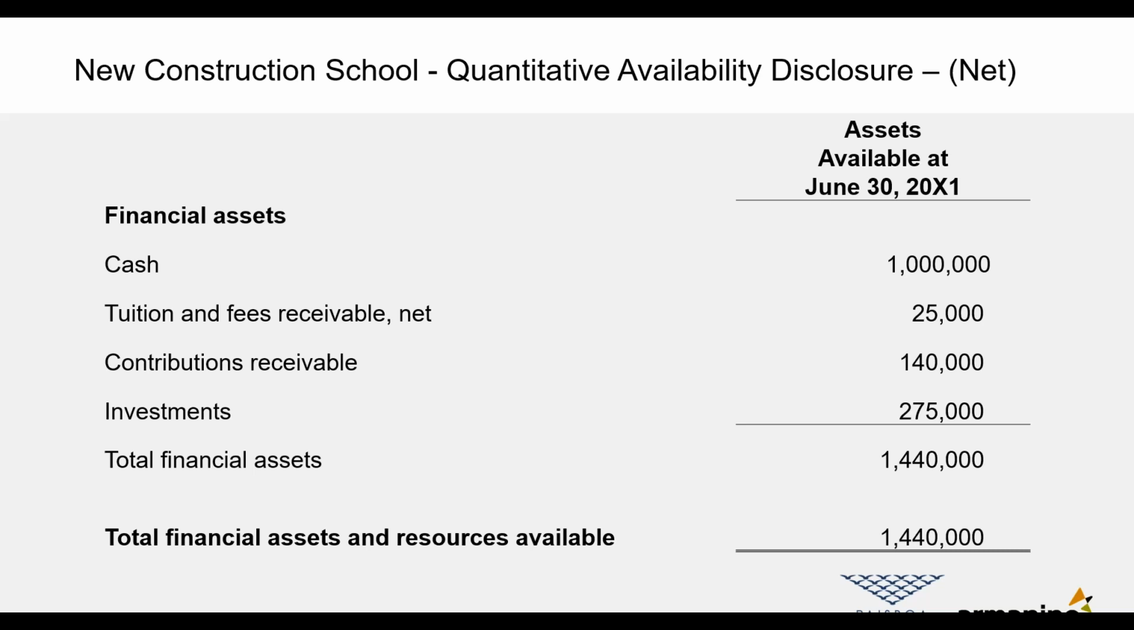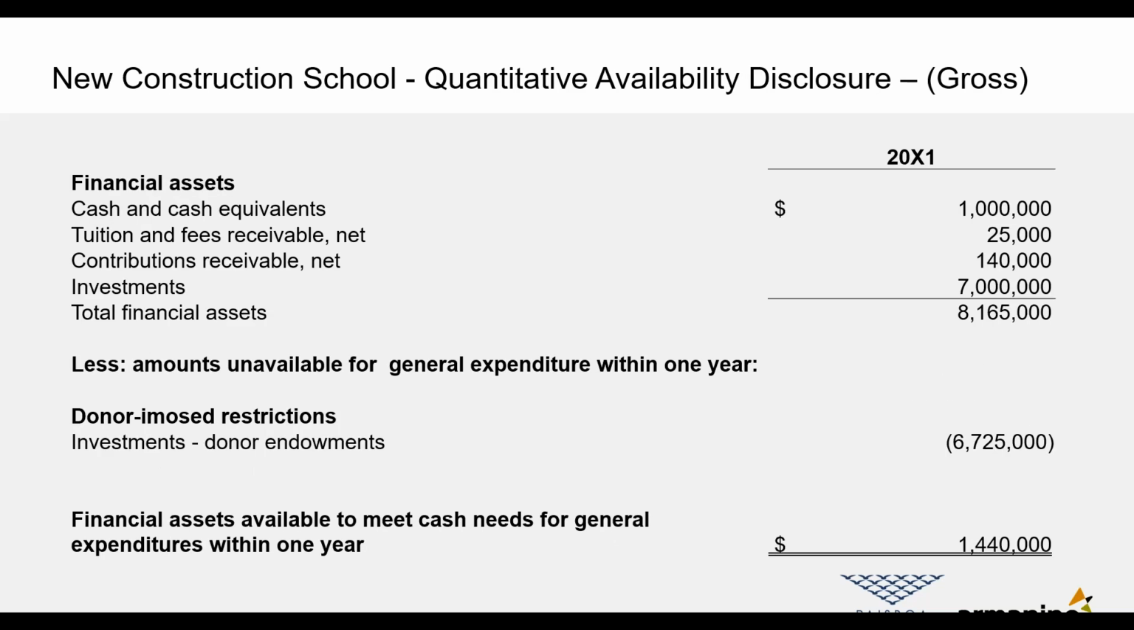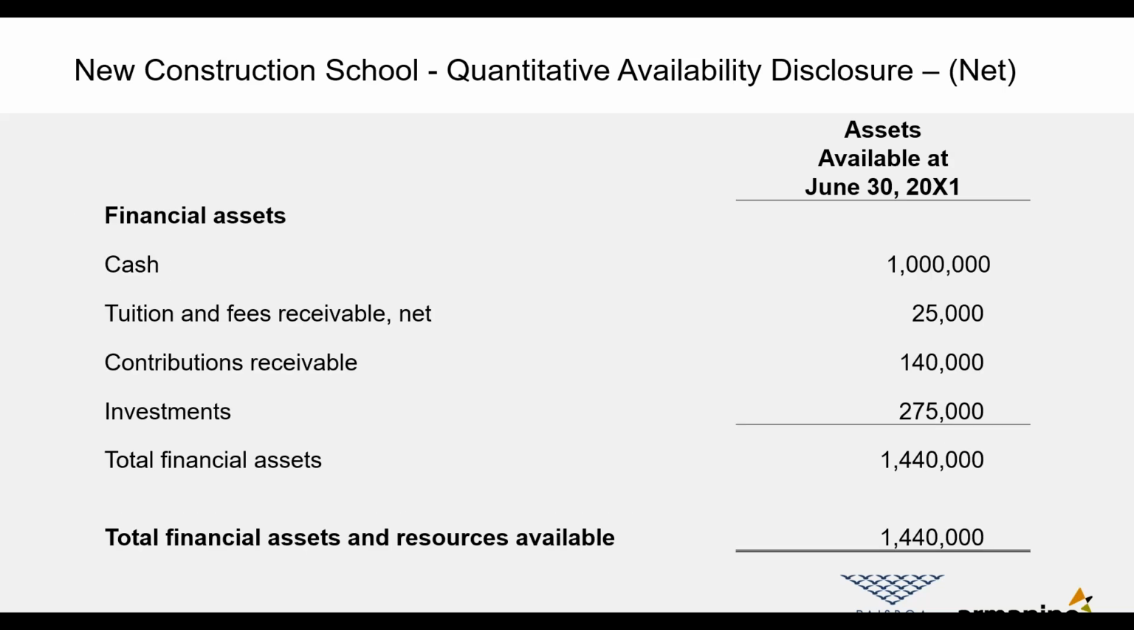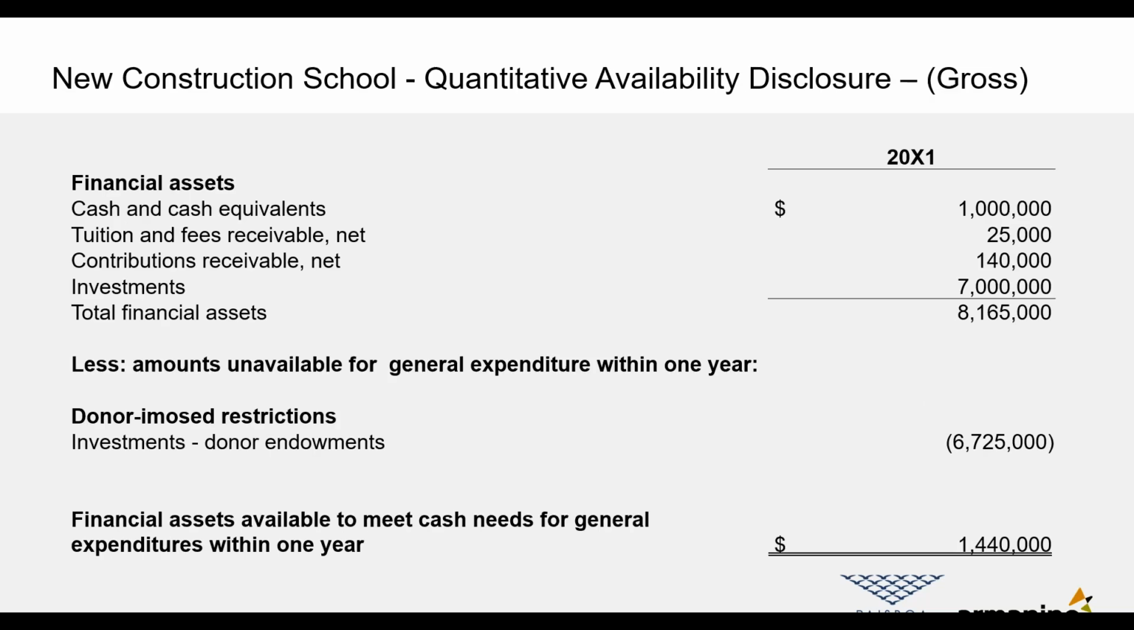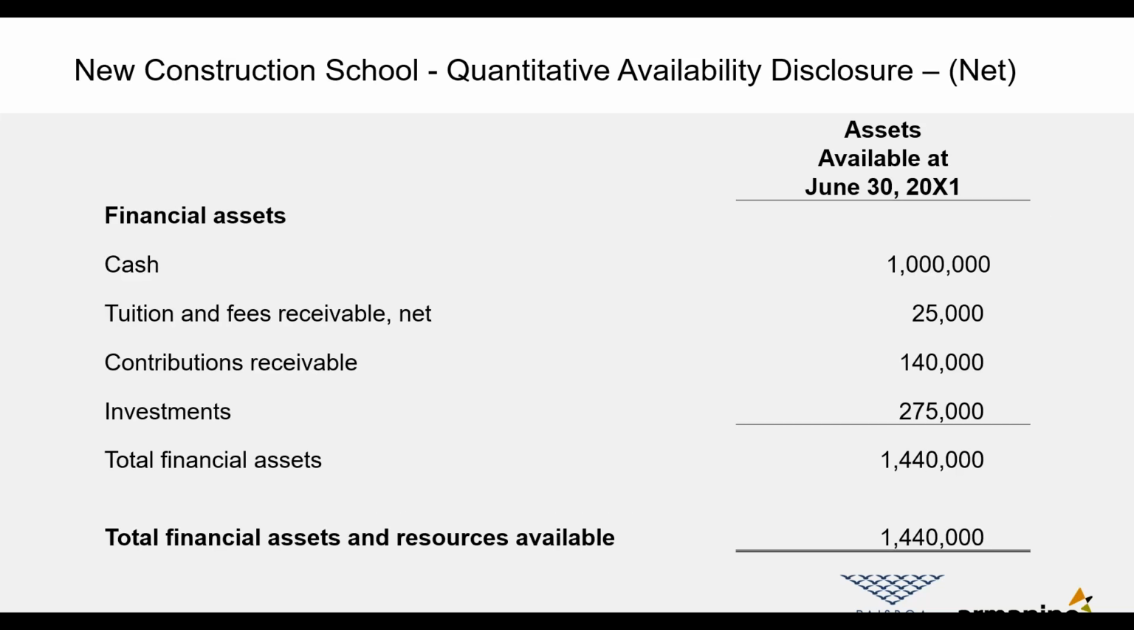So you would have the option to either do gross or net. And you can see it just looks a little bit different. Here you're showing your investments are only $275,000. That's because you're taking your 7 million and backing out the investments before you disclose. So either of those options are available. I personally believe a lot of our entities are going to choose to do the gross method, but as you're looking at different sets of financial statements, I want you to know what your options are.